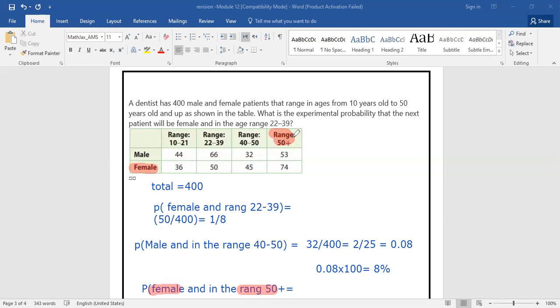Could you please listen to me? Did you see the part which I shaded here? This is range 50 plus, and this is female. So we have to find where both of them intersect. So for female, we will go down like this. Range 50 plus, I'm sorry. And this is female. Then where will they intersect, Mark?